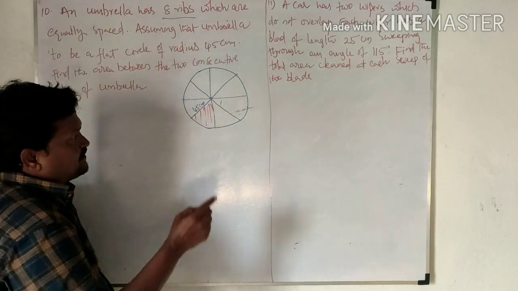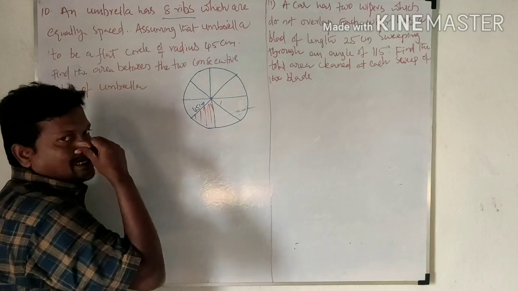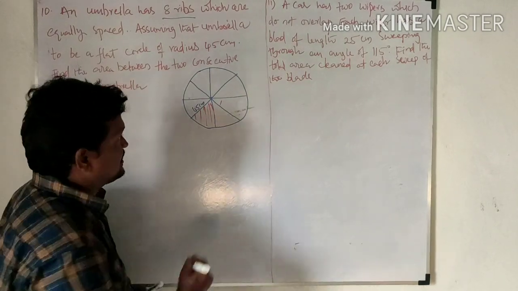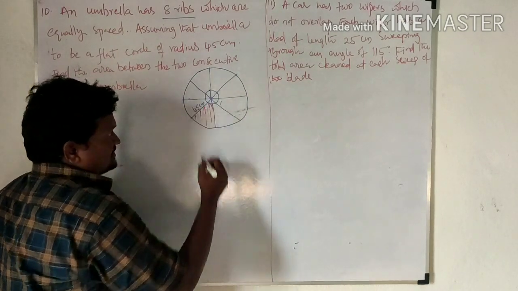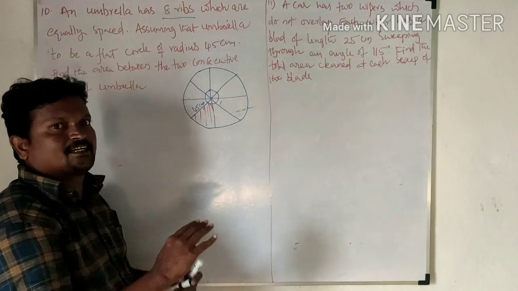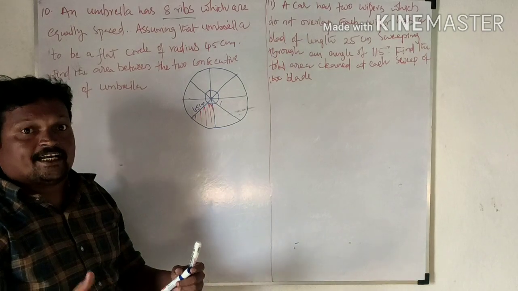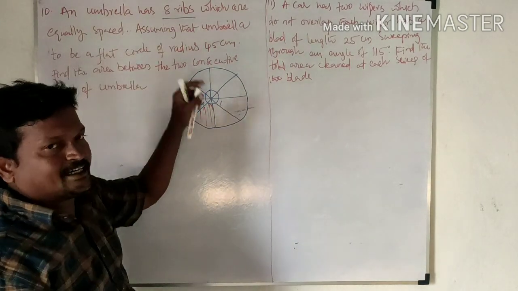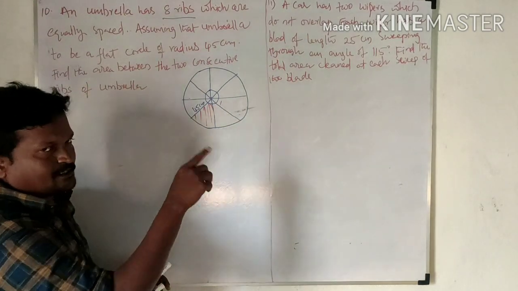To find the area of a sector, we need the radius and the angle. Angle, how can we find? Here the total is 360 degrees. This 360 degrees becomes divided into 8 equal parts, because there are 8 ribs. That's why it will become 8 parts.